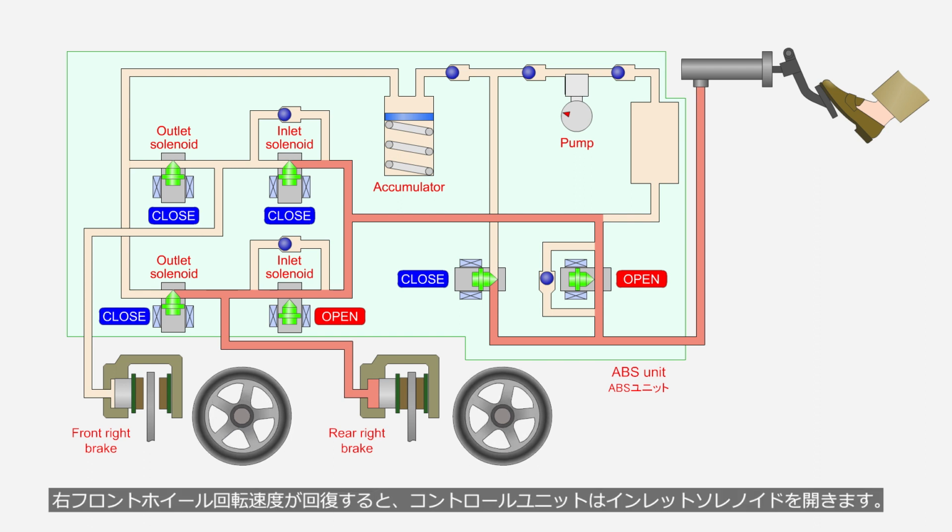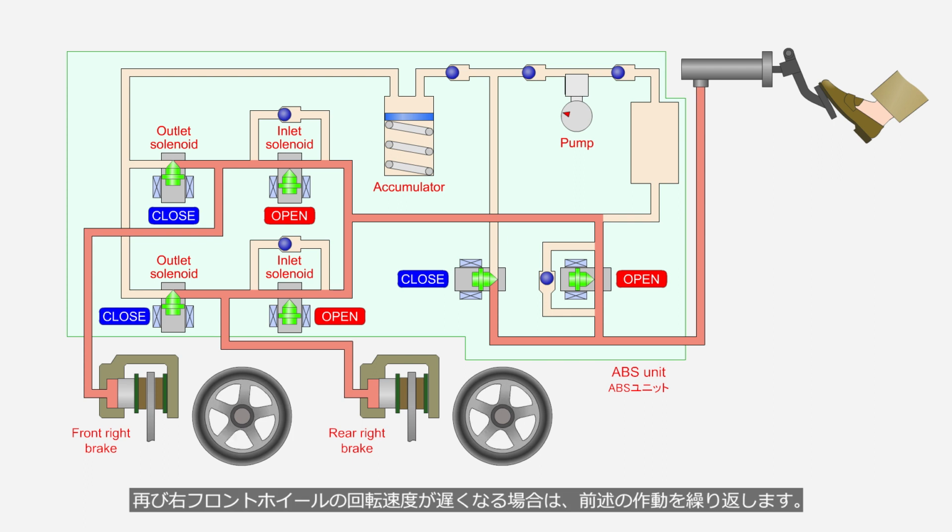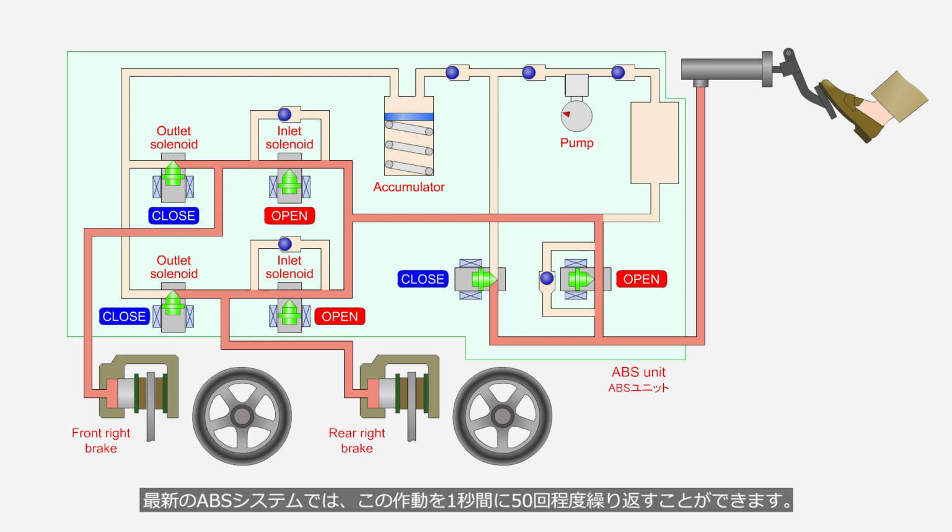Once the rotational speed of the right front wheel recovers, the control unit opens the inlet solenoid. With the brake pedal still depressed, the brake fluid pressure from the master cylinder is once again applied to the right front caliper, generating braking force. If the rotational speed of the right front wheel slows again, the aforementioned process is repeated. In the latest ABS systems, this operation can be repeated approximately 50 times per second.